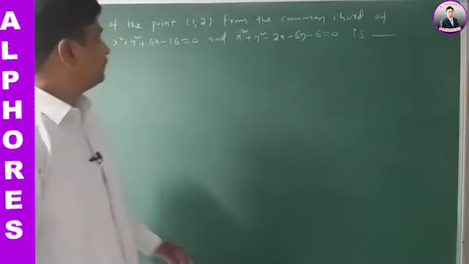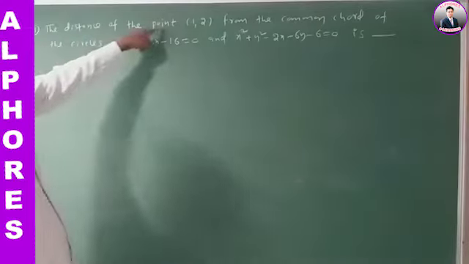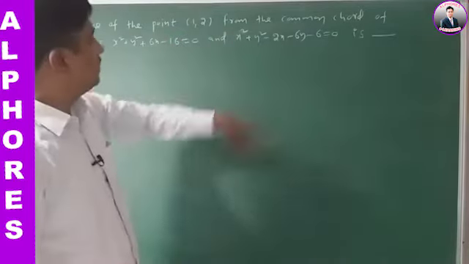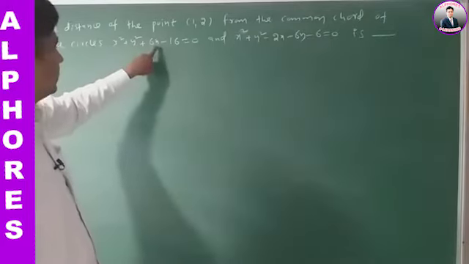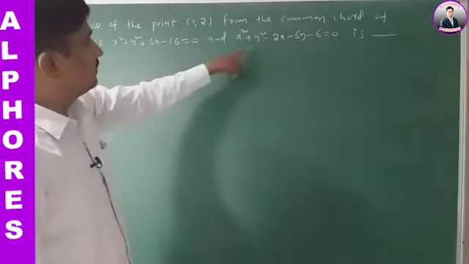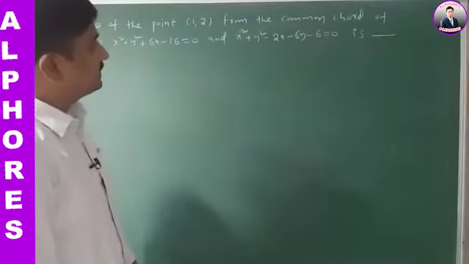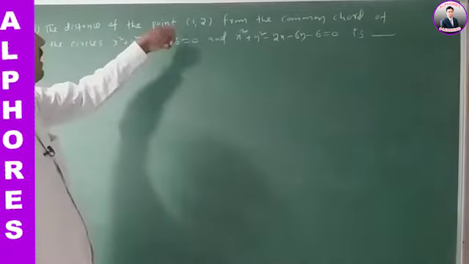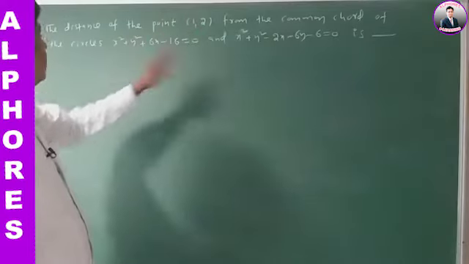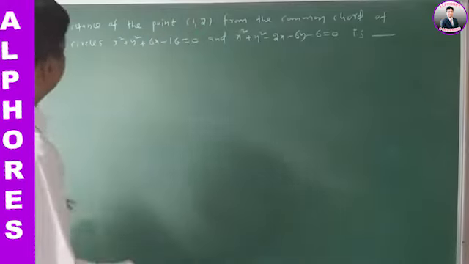Okay, problem. The distance of the point (1, 2) from the common chord of the circles x square plus y square plus 6x minus 16 equal to 0 and x square plus y square minus 2x minus 6y minus 6 equal to 0 is. Here, the distance of the point (1, 2) from the common chord of these two circles.